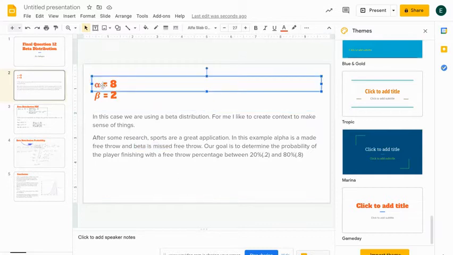So in this case, alpha equals 8 represents that so far this player has made 8 free throws, and beta equal to 2 would represent that so far this player has missed 2 free throws. So our goal here is once again to determine the probability that this player ends with a free throw percentage between 20% and 80%.